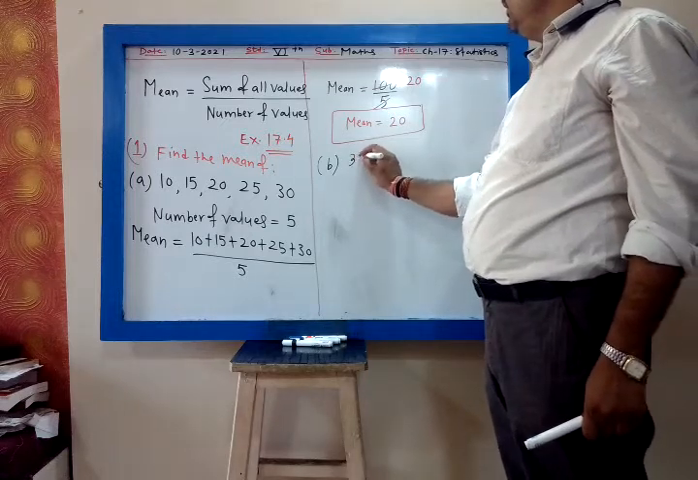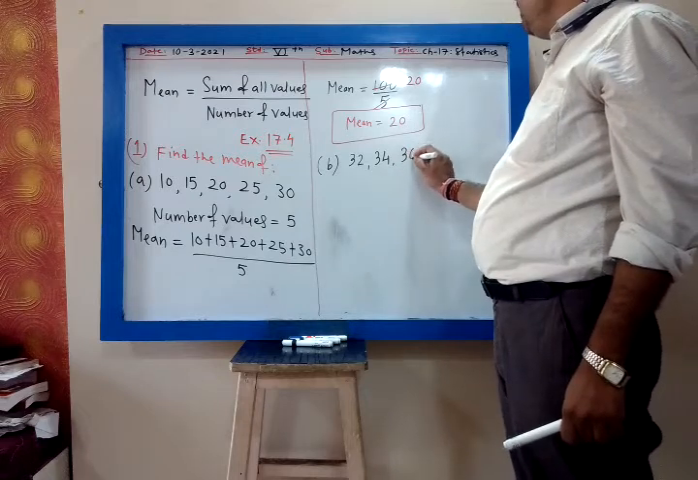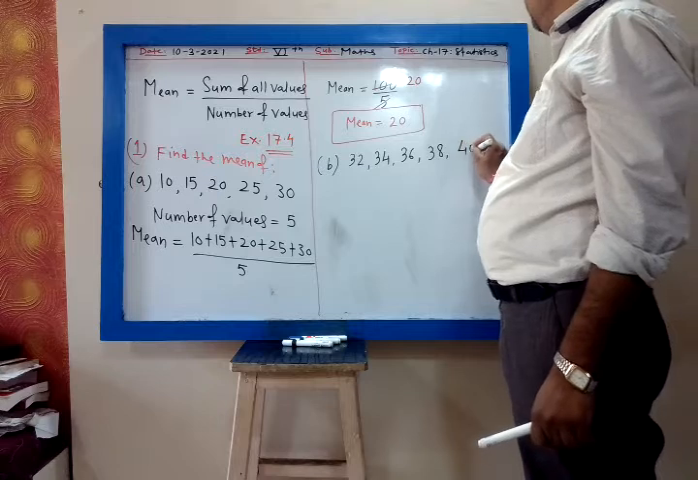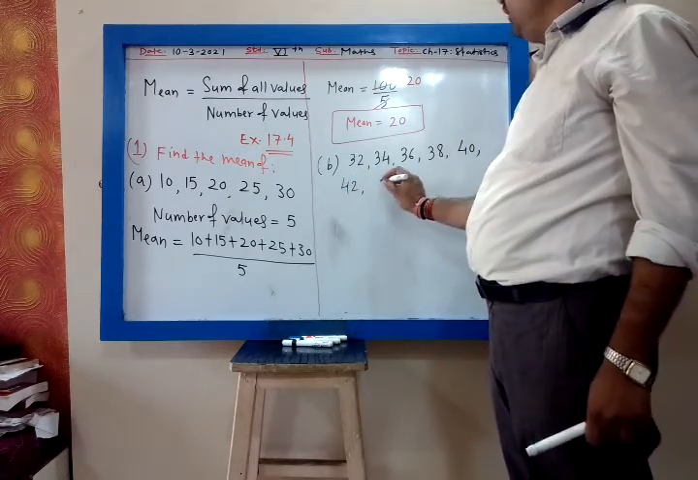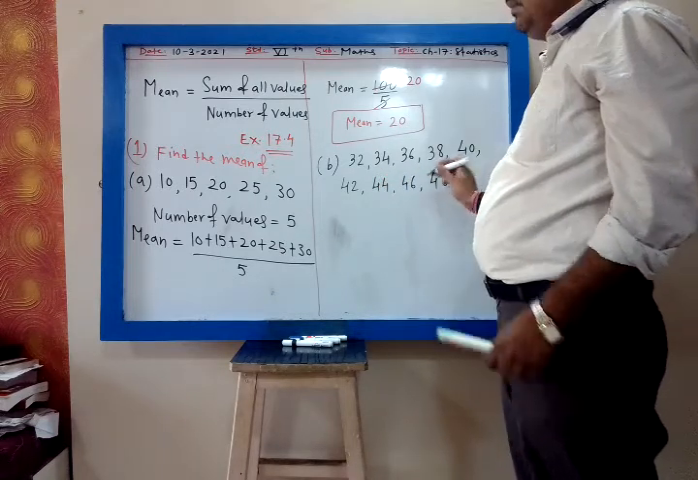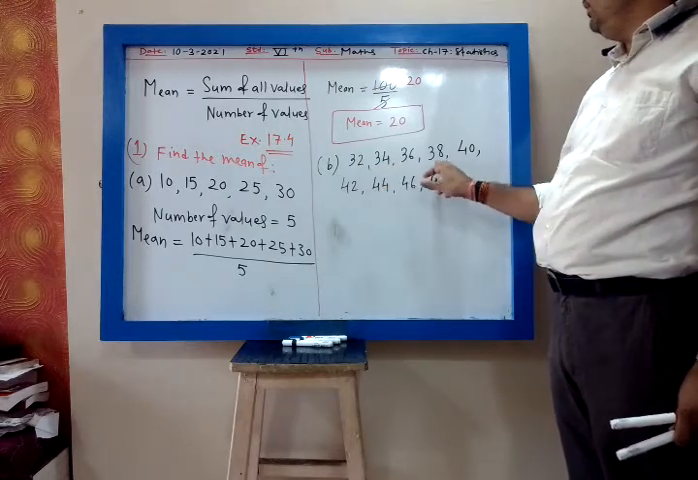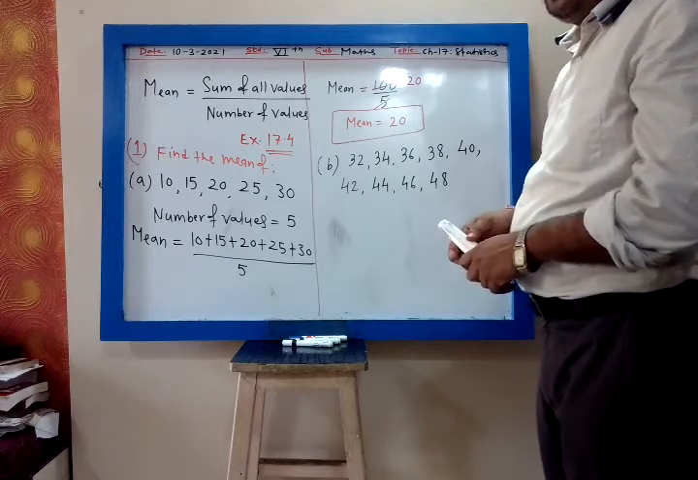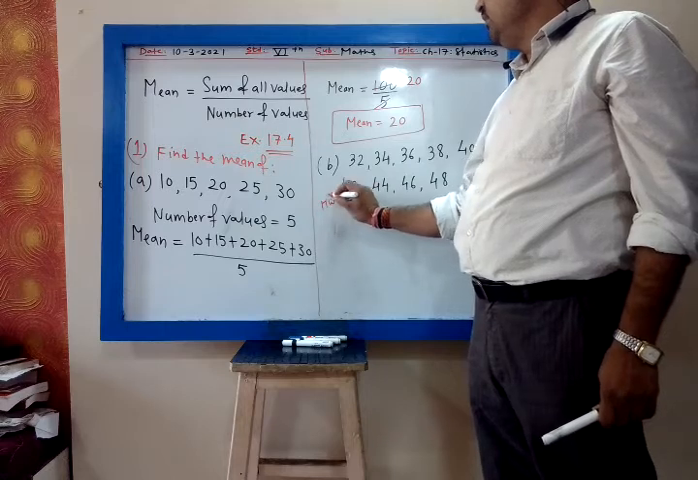32, 32, 34, 36, 38, 36, 38, 40, 42, 40, 42, then 44, 46, 44, 46 and 48. This I am giving as homework because you have to add all the values. How many values are given? 1, 2, 3, 4, 5, 6, 7, 8, 9. Divide the total by 9, and I will get the mean value. Homework.